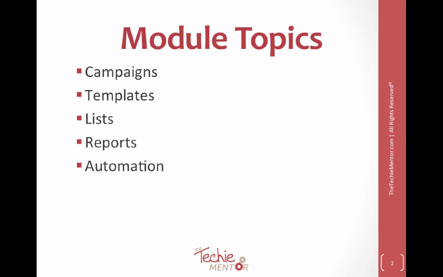So we're going to look at the different aspects of MailChimp. In this class, we're covering what I call soup to nuts, everything that MailChimp has to offer. So it's not just beginning, intermediate, advanced, it's the whole ball of wax. We're going to talk about campaigns, templates, lists, reports, and automation. We're going to do individual modules on all of these as well, but this is, again, just an overview of actual MailChimp features.